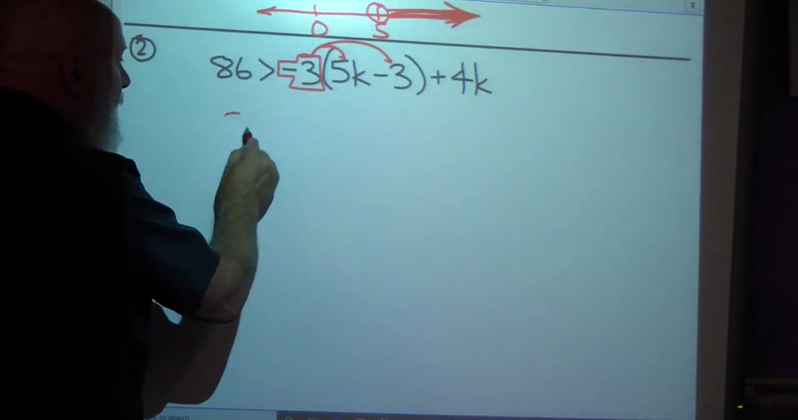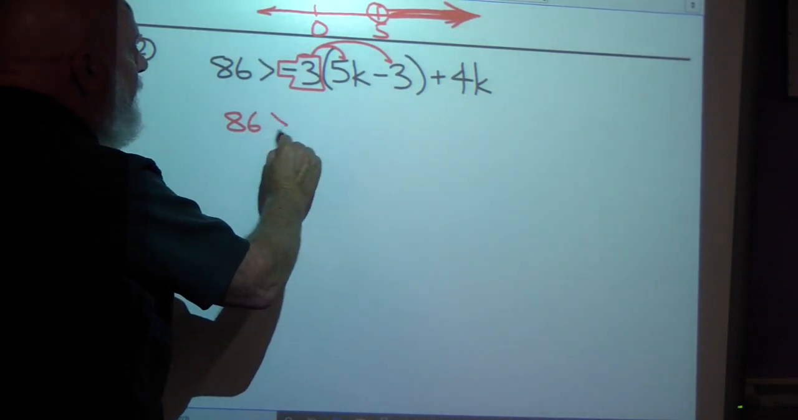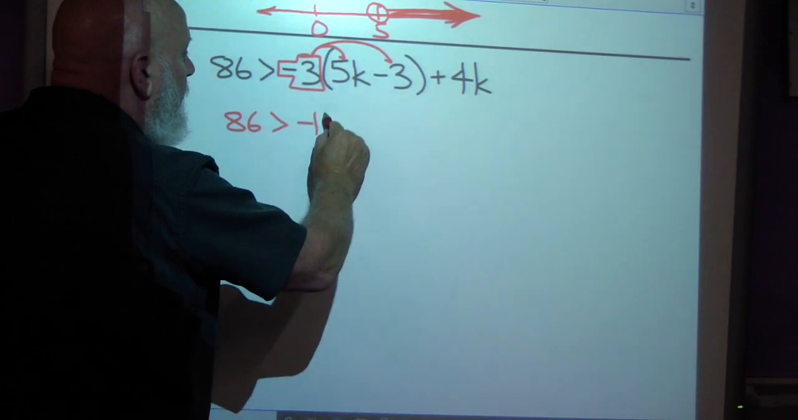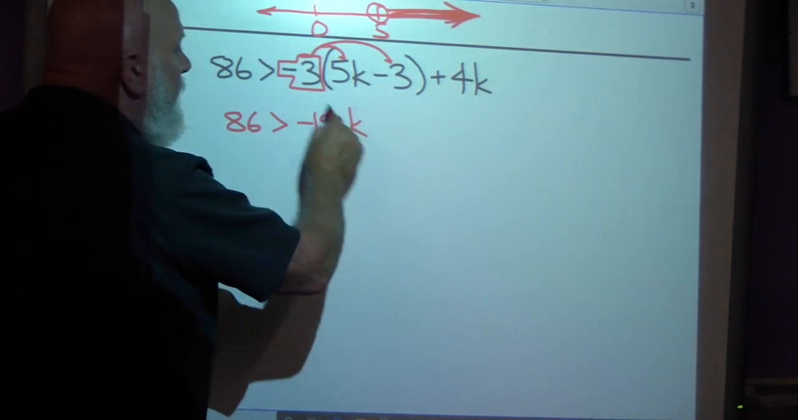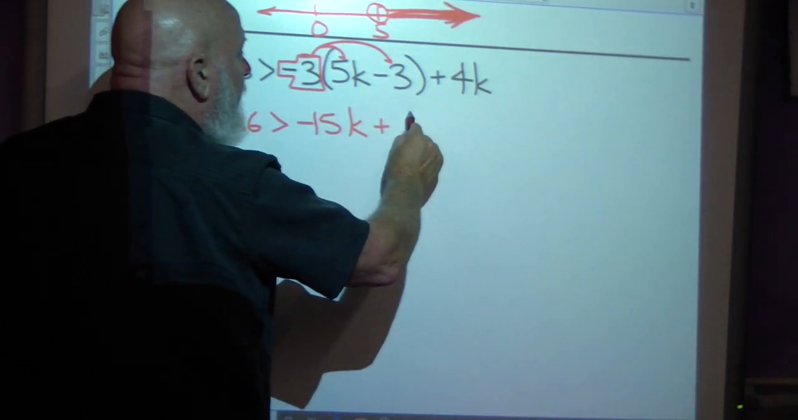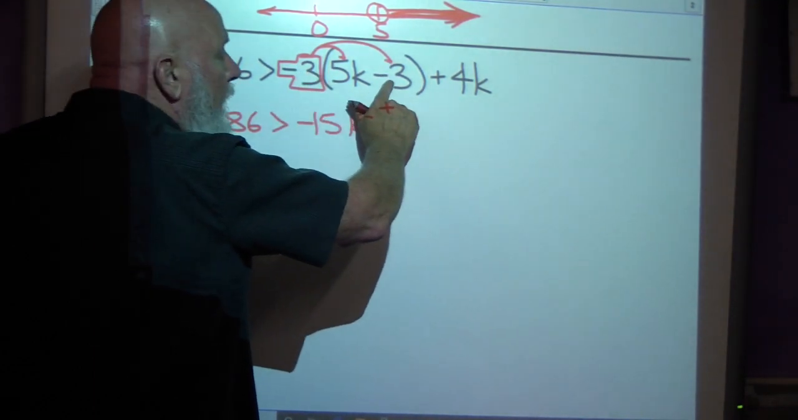So this will give me 86. Don't get in a hurry, just rewrite the whole thing. Is greater than -15k, -3 times 5, plus 9. Now the plus comes in because I've got -3 times -3.